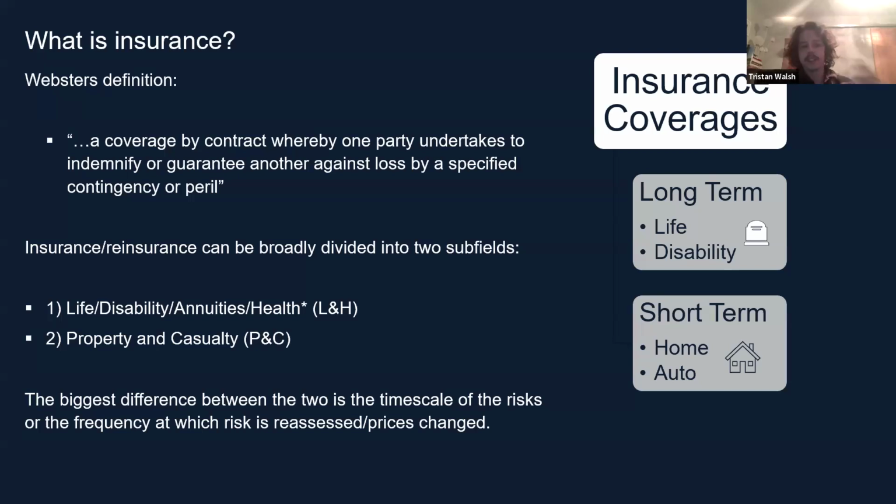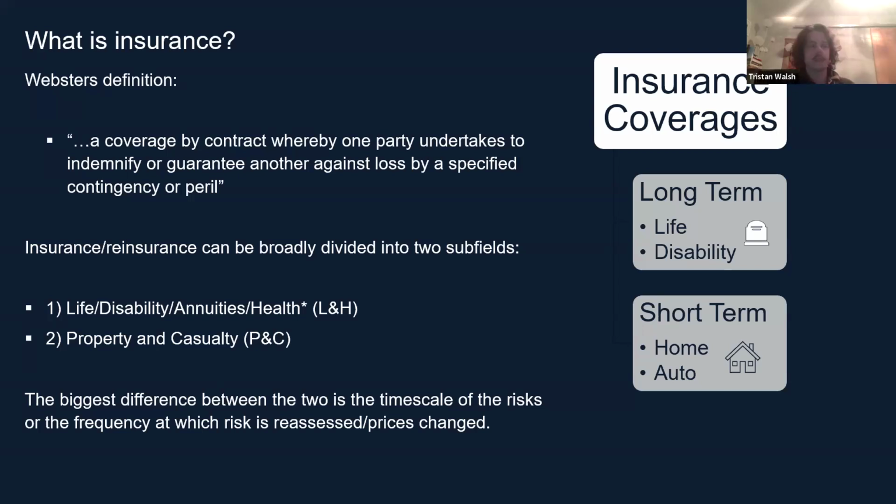But really the biggest difference between the two, you can think about in terms of how it actually impacts the work you do and the way the industry is structured, is that the former, the life, health, disability side, those are longer term risks. And those are risks that are really only priced, you can think of, one time, whereas the property and casualty side, so the home and auto, those are priced frequently and they're shorter term risks, right?